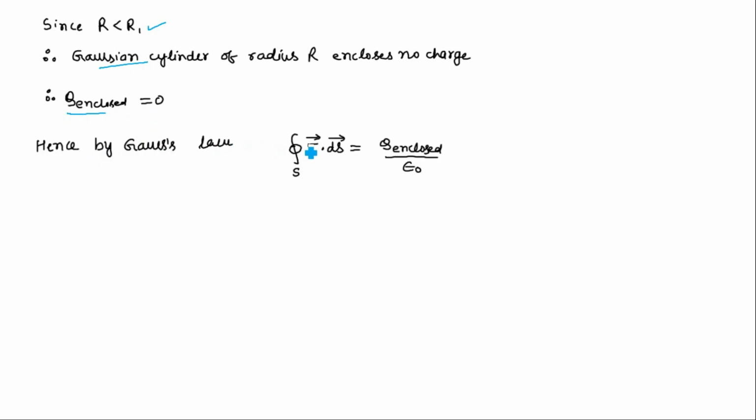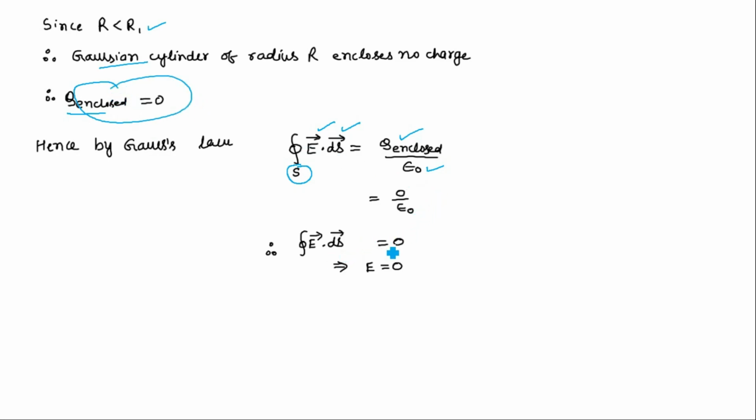Hence by Gauss law, the integral of E dot dS over the Gaussian surface S is equal to charge enclosed upon epsilon naught. Putting in the charge enclosed, which is 0, this becomes 0, and hence the electric field at a point whose distance from the axis of the cylinder is r, such that r is less than r1, will be 0. Let us now solve the second part of the problem.